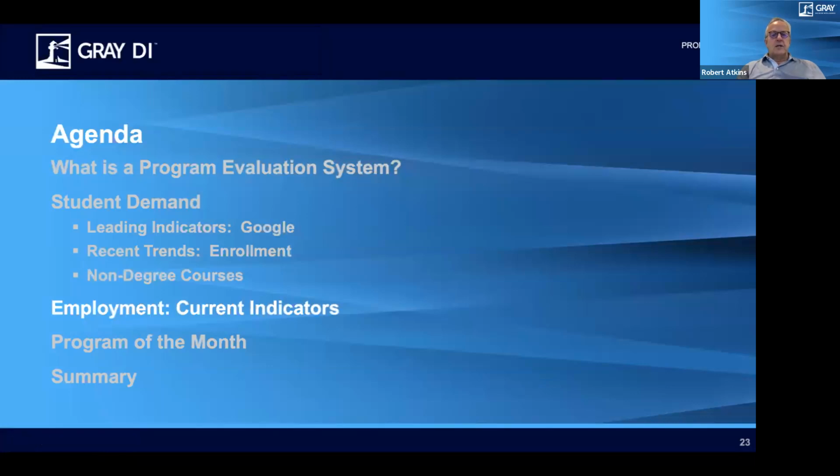Let's shift gears. We've been talking about student demand. It's encouraging, as we'll recall. It's up a little. The enrollment numbers are down, but Google's up. So I think the future's looking a little bit brighter than it was.